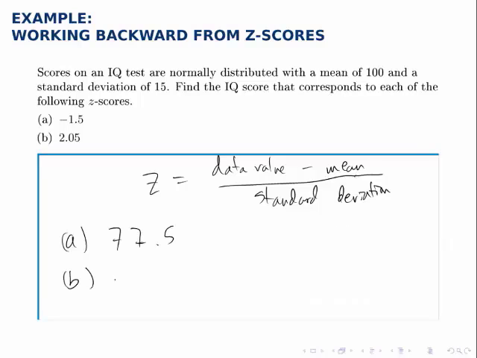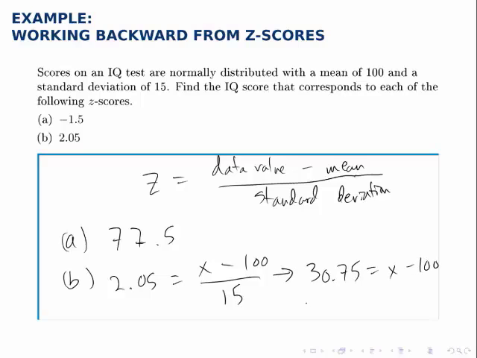For part B, we do the same process. The z-score equals the data value minus the mean divided by the standard deviation. So we multiply both sides by 15 and find that 30.75 equals x minus 100. And then adding 100 to both sides, x equals 130.75. So a z-score of 2.05, or just over 2 standard deviations above the mean, corresponds to an IQ score of around 130.